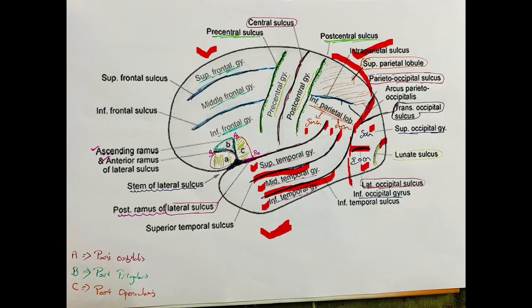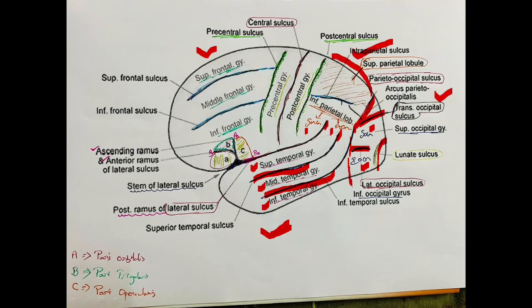And the lunate sulcus will also extend into the inferior surface, and even in the medial surface at the last portions. Most clearly you can see the lunate sulcus in the inferior surface, which also differentiates for us the occipital pole of the brain. And the superior occipital gyrus above is separated by the transverse occipital sulcus, which forms the arcus parieto-occipital gyrus.